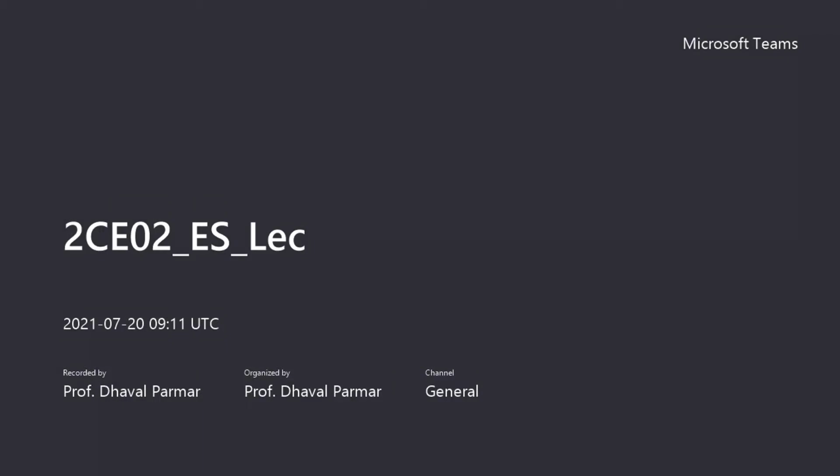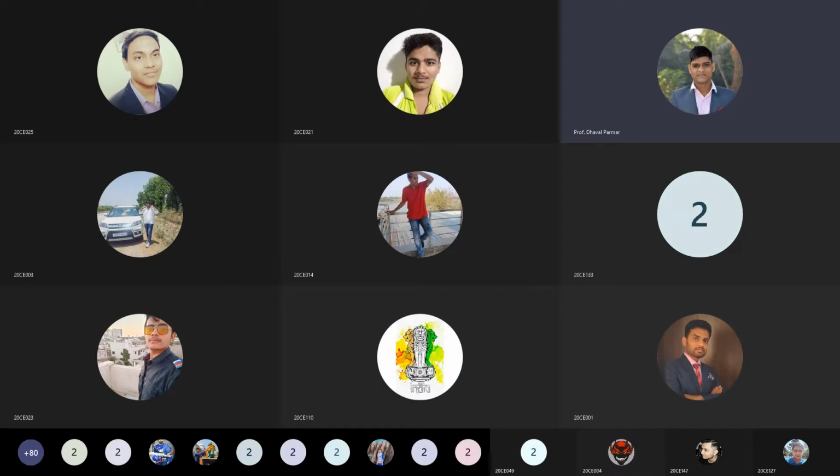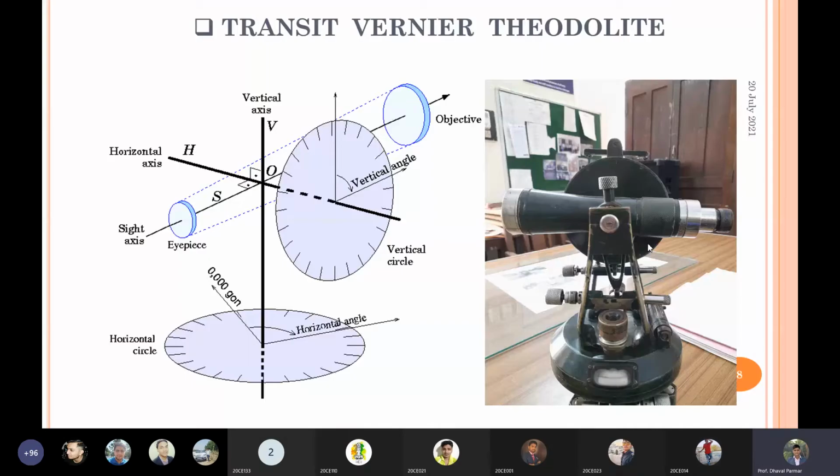Continue. So if you lost their data or electric, then they are able to cover the syllabus. Okay, now move forward. The transit Vernier scale.